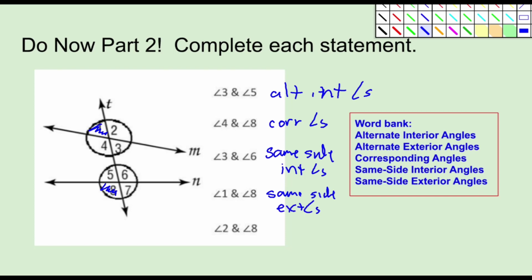And the last one, did it again. Sorry. And 2 and 8, that's this one with this one. These are on opposite sides of the transversal, so these ones are called alternate exterior angles. Okay, good little easy review of our vocab from last unit, so hopefully that's a good reminder, good refresher.